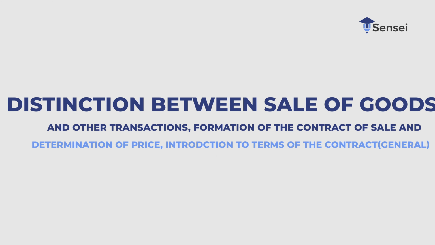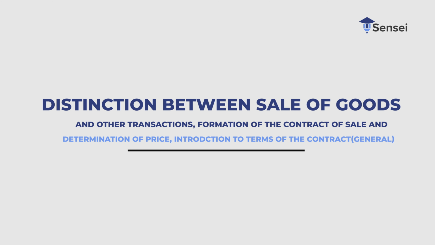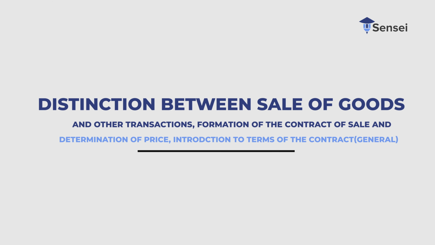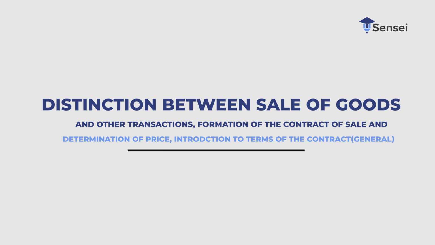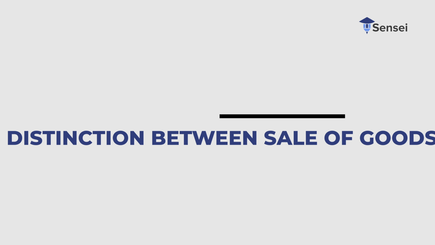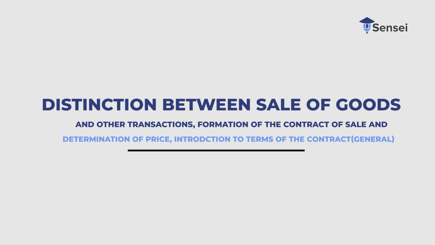So here in this module, we're going to talk about the distinction between sale of goods and other transactions like a contract of service, a contract of exchange, etc. We're going to go on to the formation of the contract of sale and the determination of price. How do we determine price? Then an introduction to the terms of contracts, generally the general part of it.